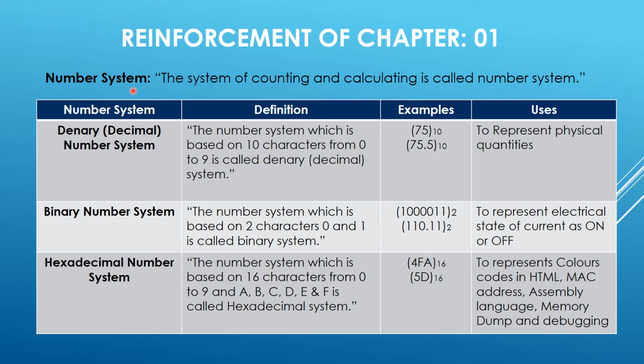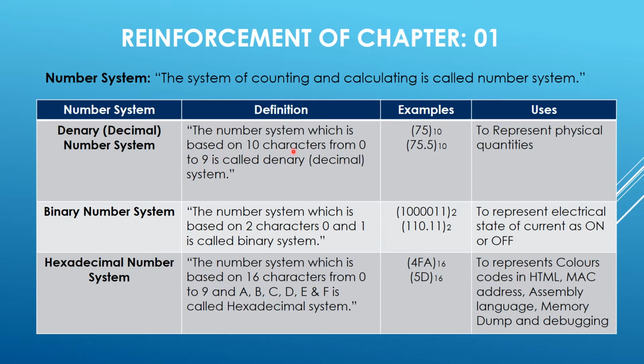Number system is the basic part of chapter number 1. The system of counting and calculating is called a number system. In the context of chapter number 1, there are three categories of number system: denary or decimal number system, binary number system, and hexadecimal number system.